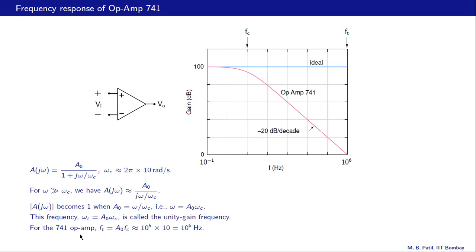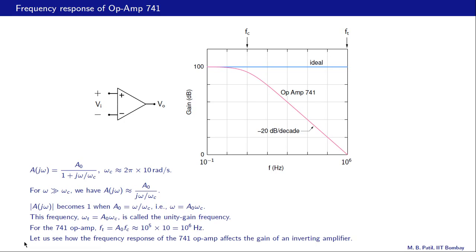And for the 741 op amp, the corresponding frequency in hertz, which is denoted by f with a subscript t, is A0 times fc, where fc is this corner frequency or the 3 dB frequency. That is 10 raised to 5 times 10. A0 is 10 raised to 5 and fc is 10 hertz. So that ft for the 741 op amp turns out to be 10 raised to 6 hertz. So that is our unity gain frequency for the 741 op amp. So fc is marked over here in the plot, and ft is 10 raised to 6 hertz.